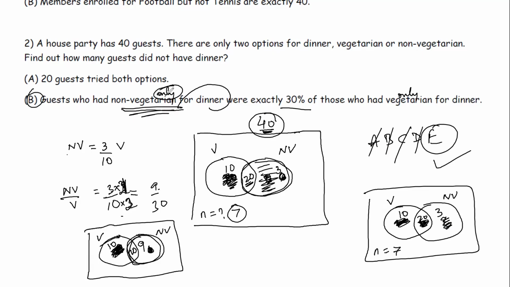So maybe the only part, guest who had non-vegetarian for dinner, correct? 20 guests tried both options. So the guest who had non-vegetarian for dinner should be non-vegetarian only for dinner. Then it could be solved. And then it becomes a higher level question because it's trial and error, because only two numbers fit in, 3 and 10.